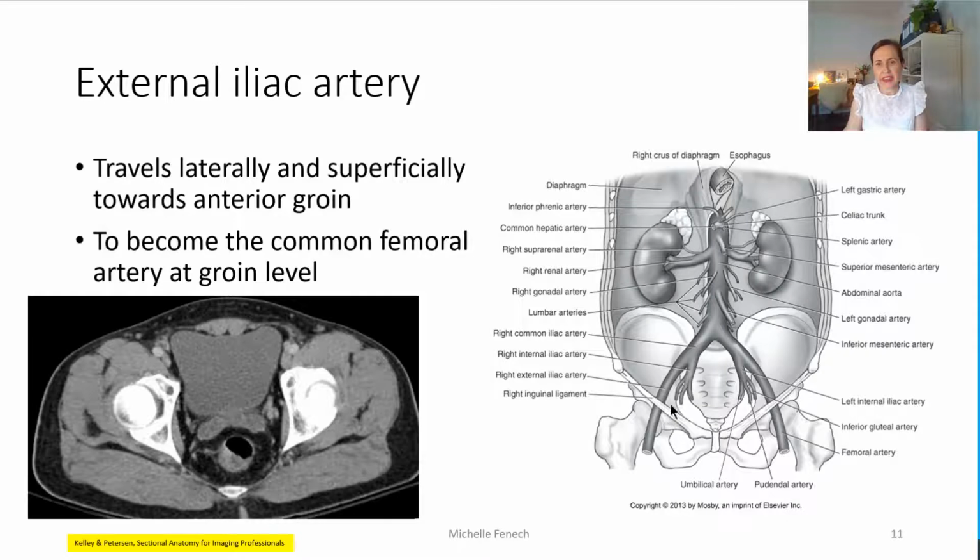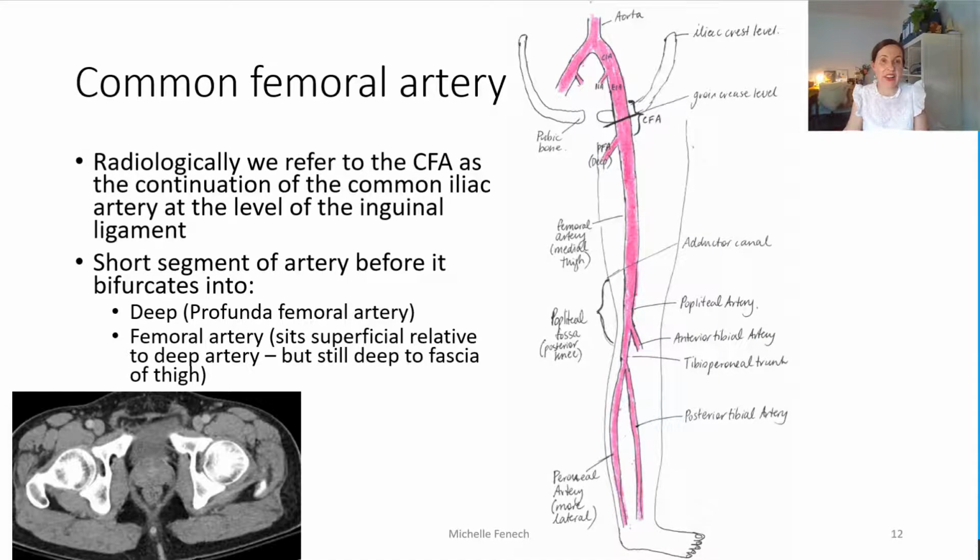So once we hit this inguinal ligament, which really corresponds to our groin crease level, it finishes being the external iliac artery, and it becomes what we call the common femoral artery. So the common femoral arteries are these brighter structures here, which are brighter because they're attenuating more of the x-rays on the CT because they've got iodine in them. And it's important to note that our common femoral arteries are sitting here, and these things here are our common femoral veins. So the veins sit more medial to the artery.